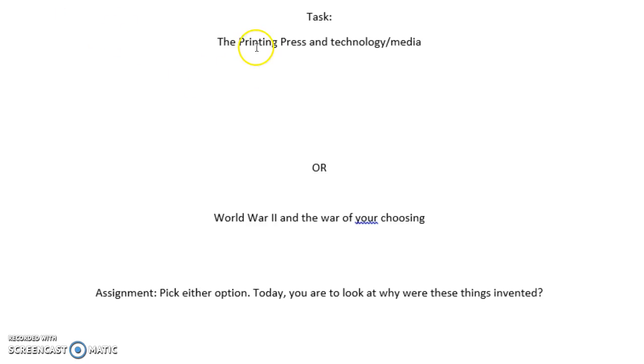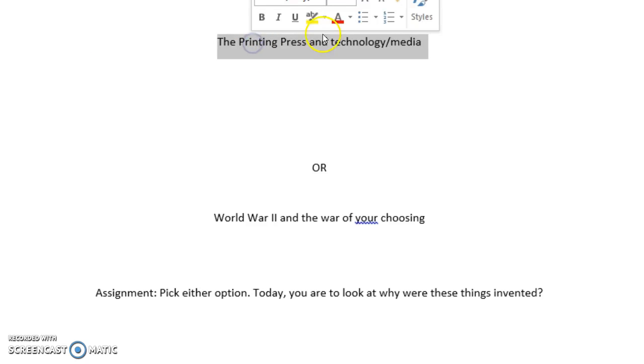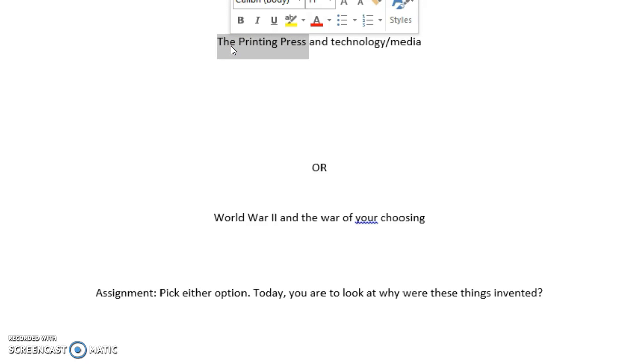Number one, and this is in here for sure, is the printing press. You're going to look at cause and effects of the printing press and then some form of technology or media. You cannot, under any circumstances at this time, do anything in regards to social media, because we still don't know where that's going to lead us. If you don't know what technology or media is, then I encourage you to look up on Google different forms of technology or different forms of media.